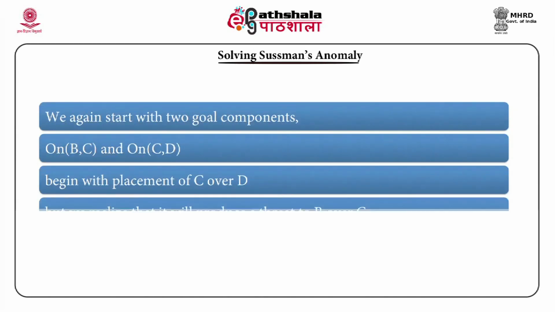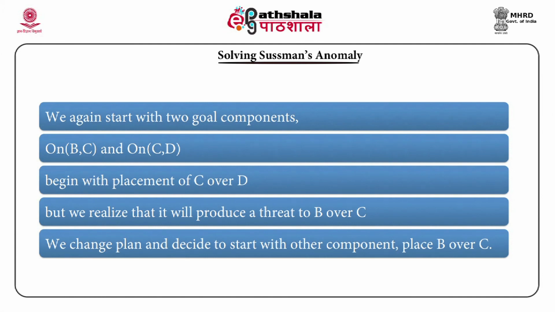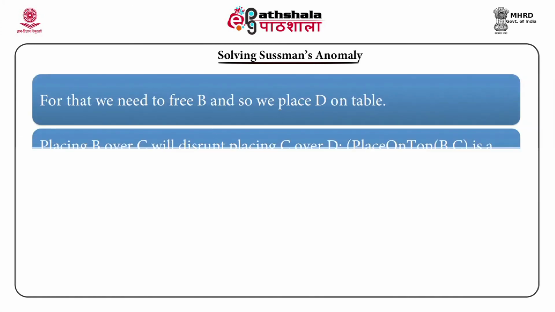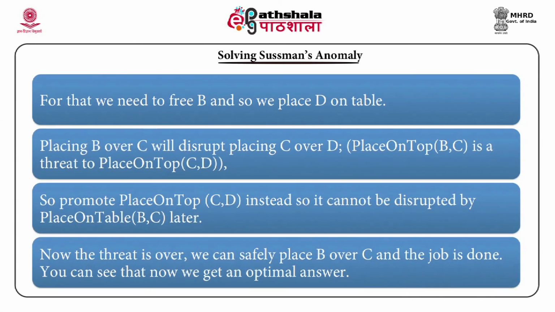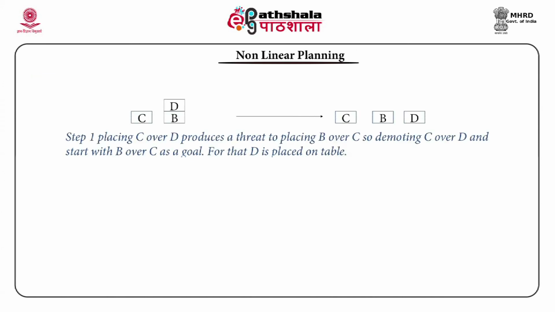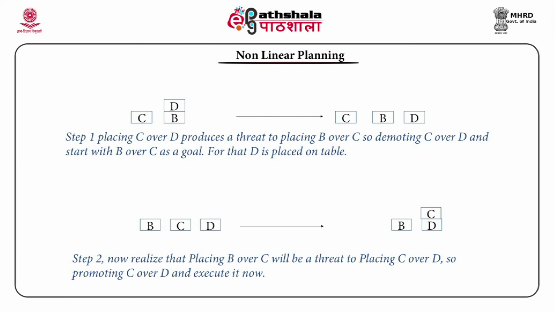Solving Sussman's anomaly is also pretty simple in this case. We use nonlinear planning. Let us look at this. Step 1 on the screen. Planning. Now, we want C on top of D. So, we place D on the table. Now, we execute C on top of D. Okay, but that is going to hinder. We want B to be there. So, this is going to hinder. So, what will it do? It will start with C over D, and then we realize that C on D is important. So, we will place C on D, and now we can place B on top of C.